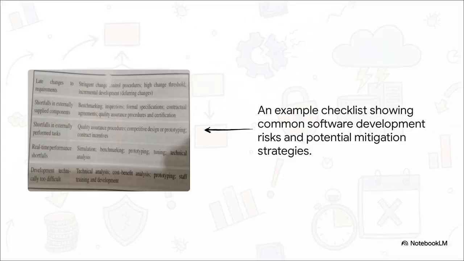And here is a perfect example of how this actually works. Take a look at that top line. The risk is late changes to requirements, something every single project manager dreads. But the checklist doesn't just stop there. It offers a direct countermeasure, stringent change control procedures. This is exactly what makes checklists so powerful. It's not just a list of things to be scared of, it's an arsenal of proven defenses.